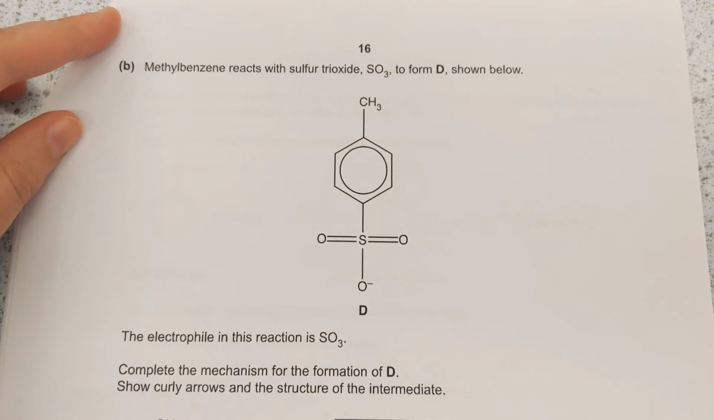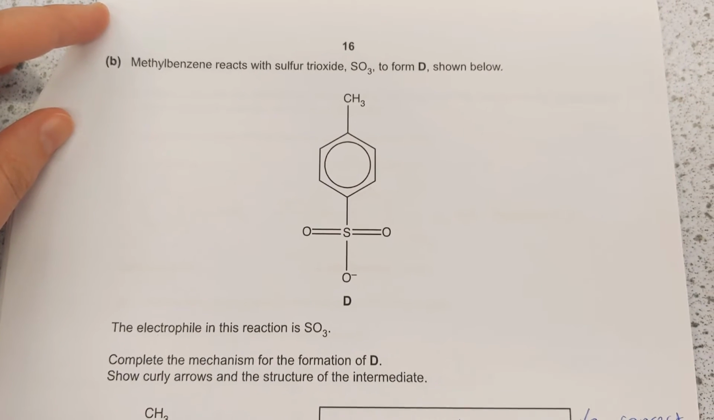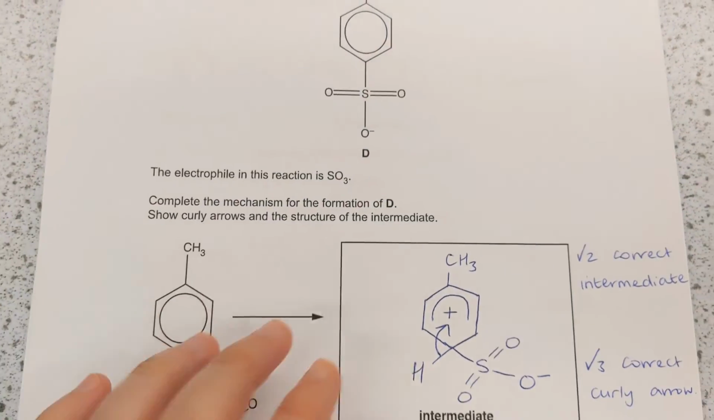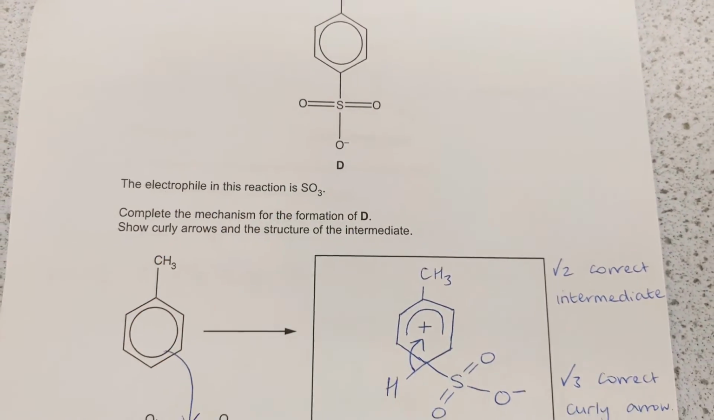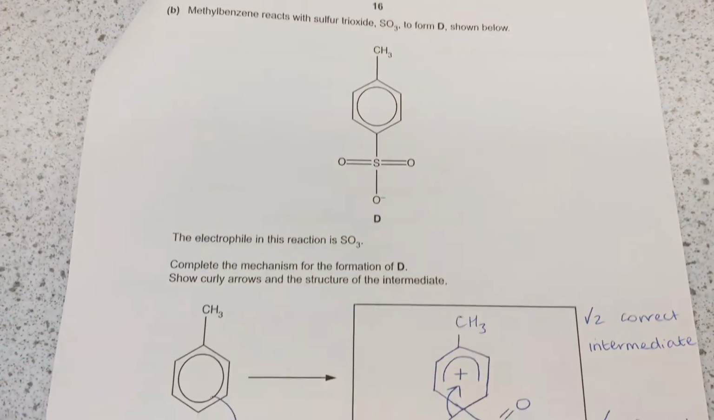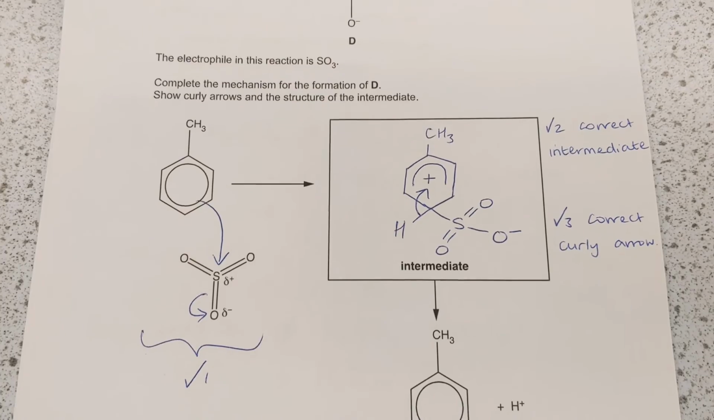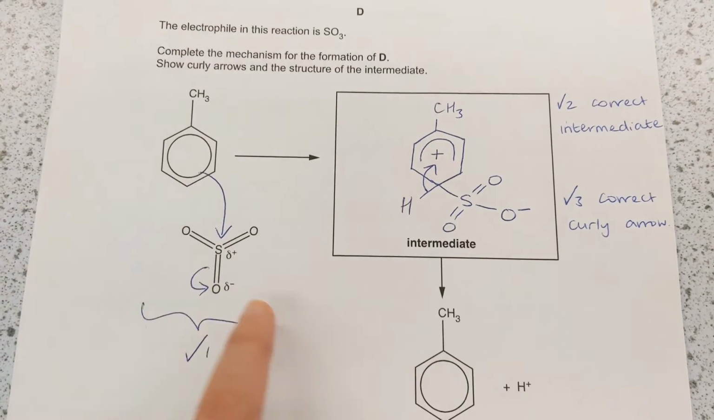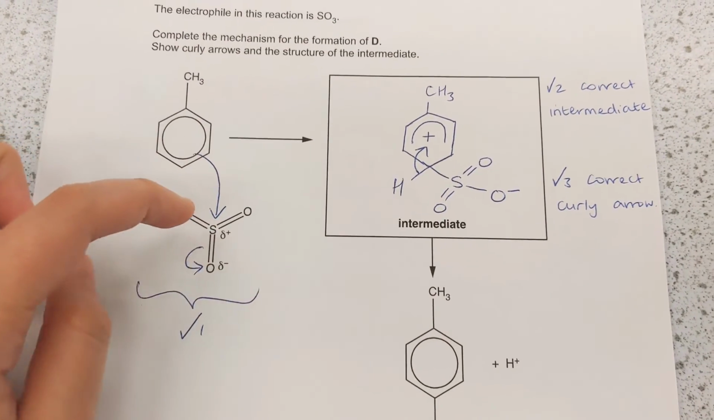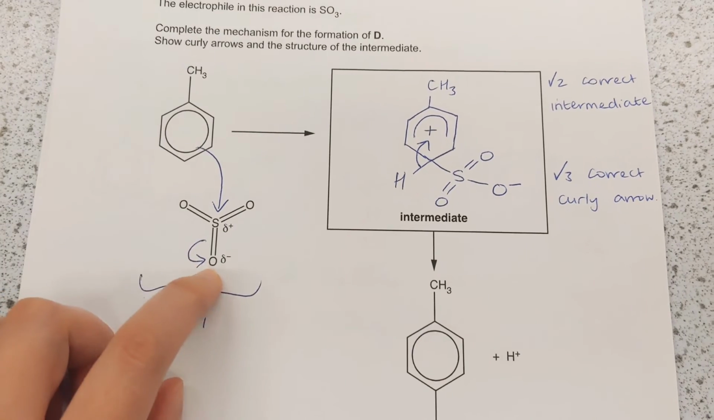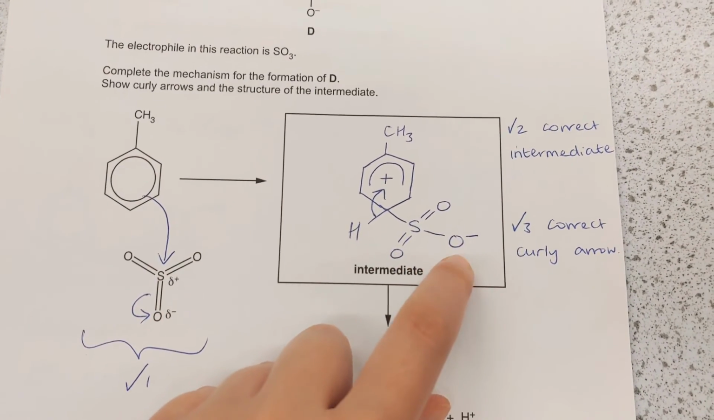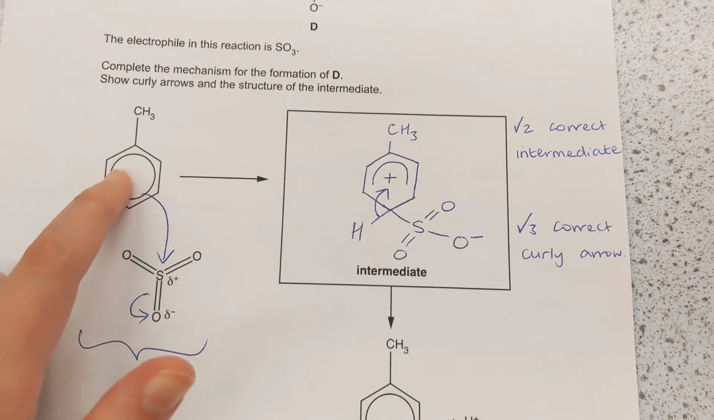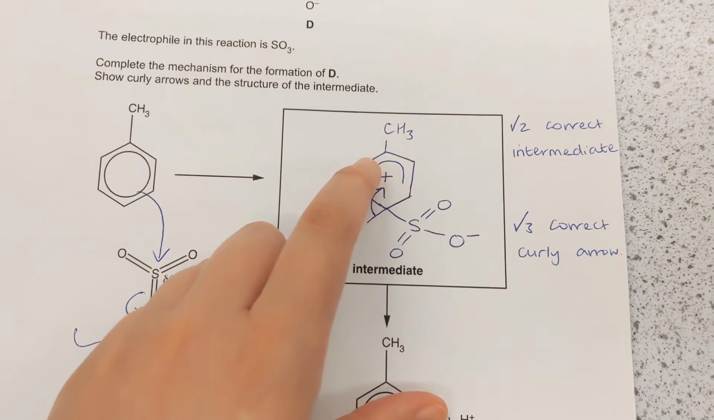The next question, we've got methylbenzene, and it's reacting with sulfur trioxide to form this structure here. The electrophile in this reaction is SO3. Complete the mechanism for the formation of this. So in this mechanism, the electrons are going to come from the benzene ring onto the delta positive sulfur, and that causes the S=O double bond to break, where the electrons move onto the oxygen, forming this negatively charged oxygen in the intermediate.